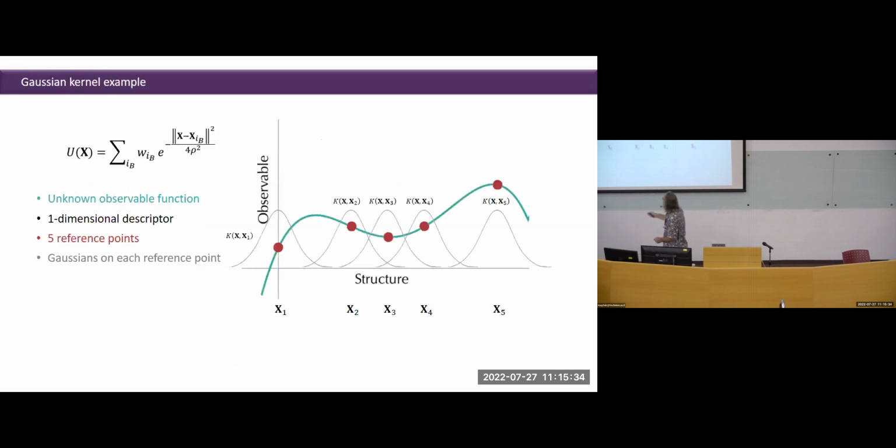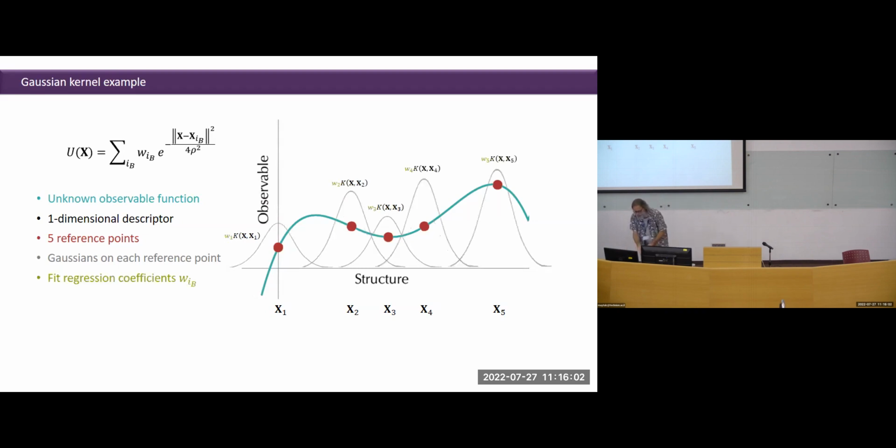So let's say we have an unknown observable function, and we have only one coordinate here, and we have 1, 2, 3, 4, 5 reference descriptors. So x5 or x1 to x5. Then we put the Gaussian on each of these points, obviously. Those are these kernels. And then we adjust the weights in some way that we'll come to. These are these 3 factors here.